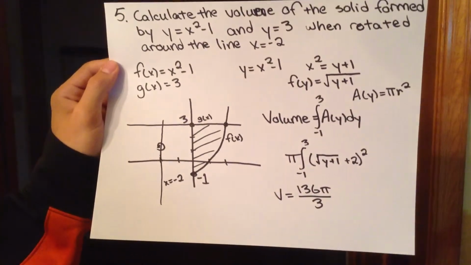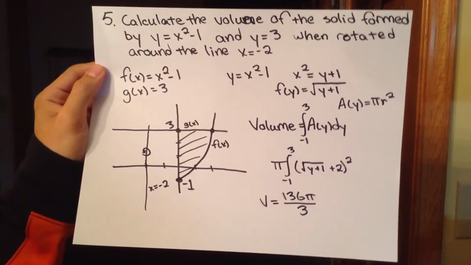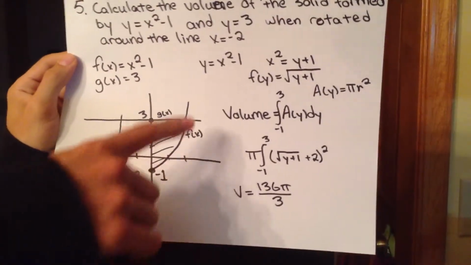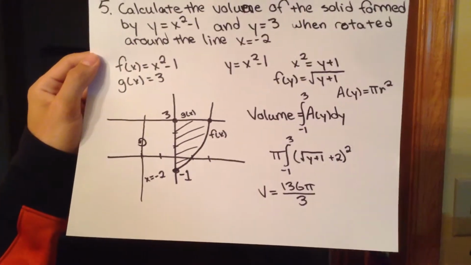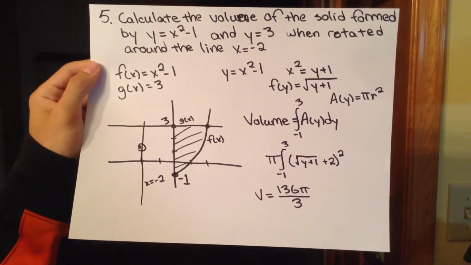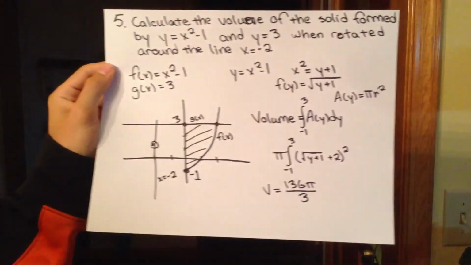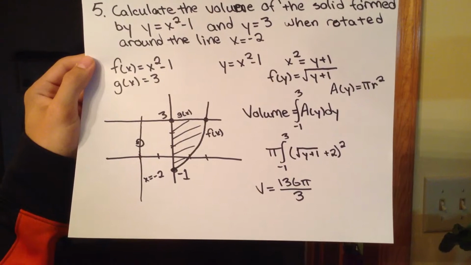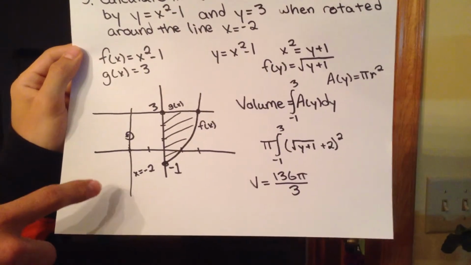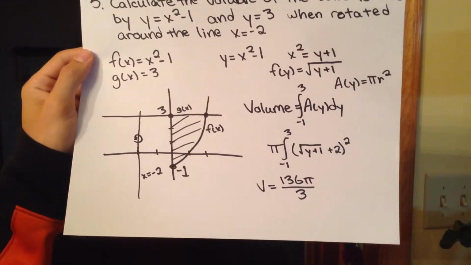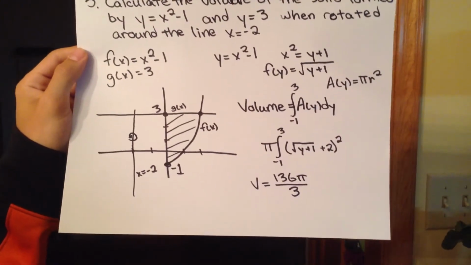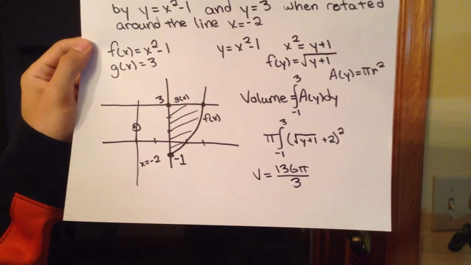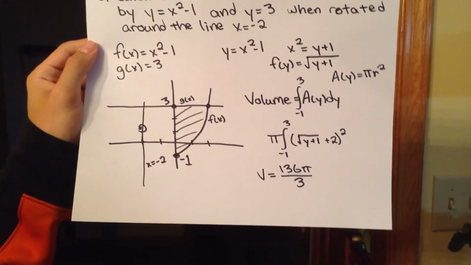The reason we are doing everything with respect to y is because we are rotating around a vertical line. So when we solve y equals x squared minus 1 for x, we get x equals the square root of y plus 1. To find the radius, we take the square root of y plus 1 and subtract negative 2, which gives us the square root of y plus 1 plus 2. And then we integrate, and our answer is 136 pi over 3.